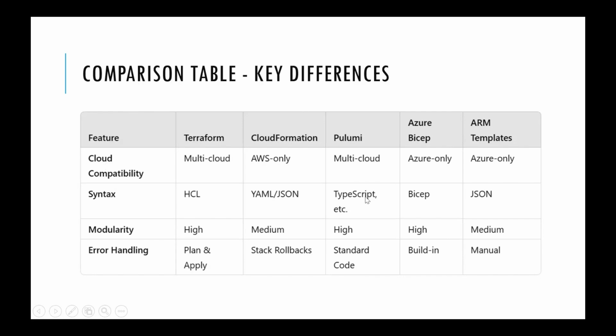So these are some of the key differences between each of the IaC tools. You can refer to it. The important ones are the first, second, and third one. You can see the cloud compatibility, syntax, and modularity.